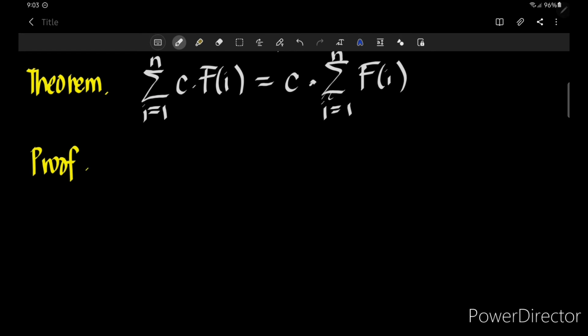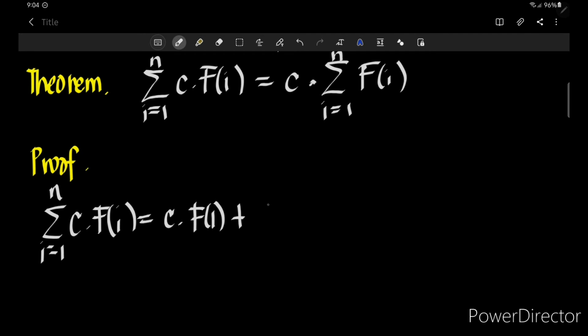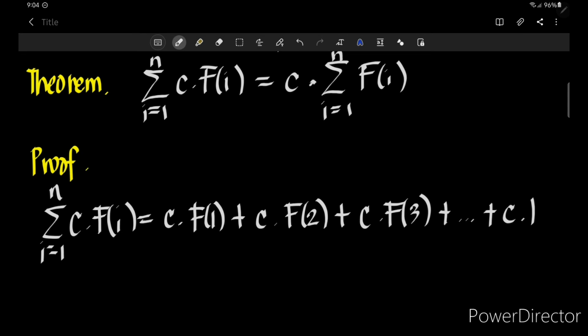Okay. Dito, start tayo dito sa left side, gagawin nating right side, no? We have sigma of C times f of I, where I ranging from 1 to n. This is equal by sigma notation definition, we have C times f of 1 plus C times f of 2 plus C times f of 3 plus all the way up to C times f of n. Right?